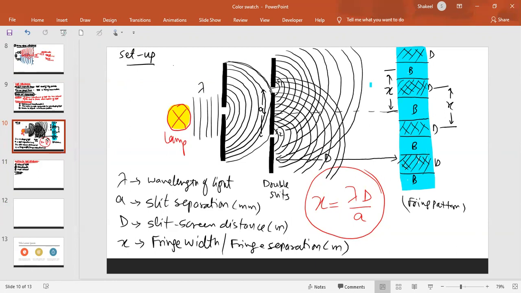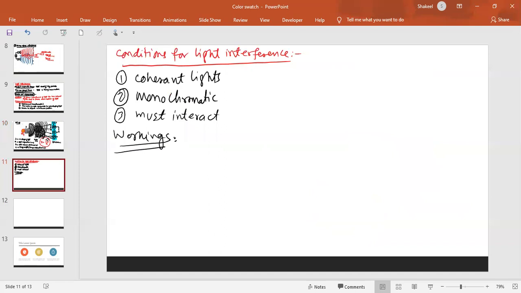So at some points bright fringes will be formed, and at some points dark fringes will be formed, because the two waves moving forward interact this way and this way. For bright, it will be constructive interference, so the crest of one wave falls on the crest of the other. And for dark, the crest of one wave falls on the trough of the other. So dark fringes will be observed there. That's how it works.